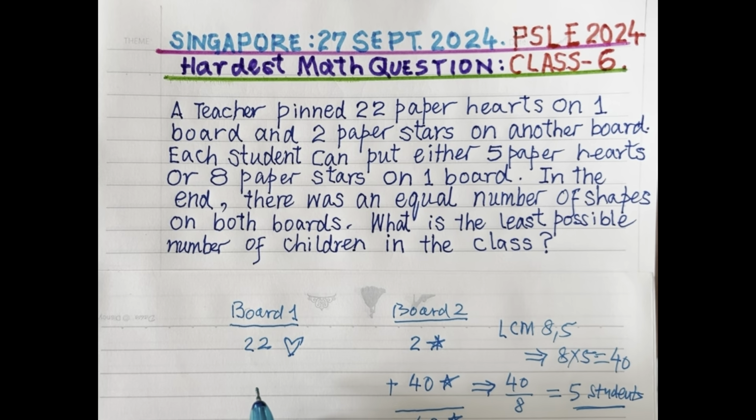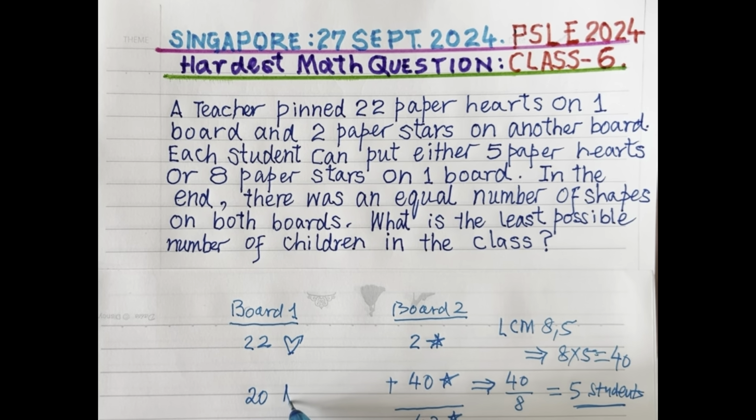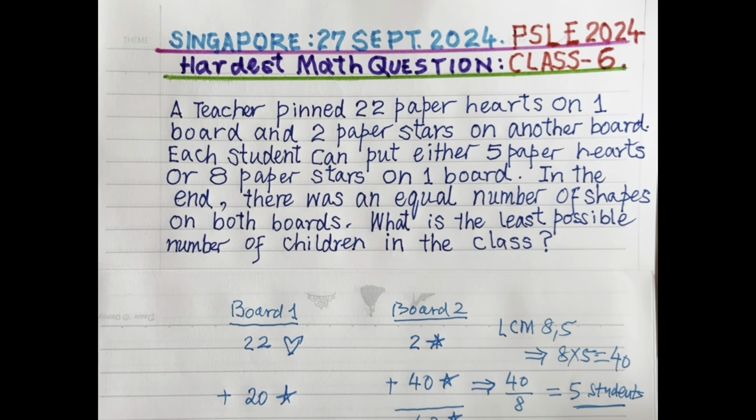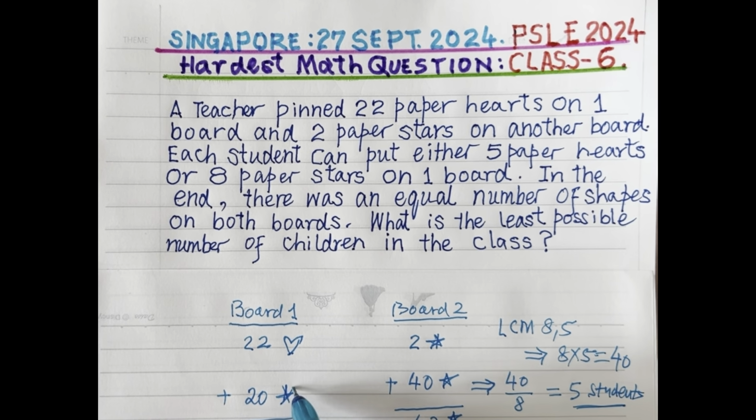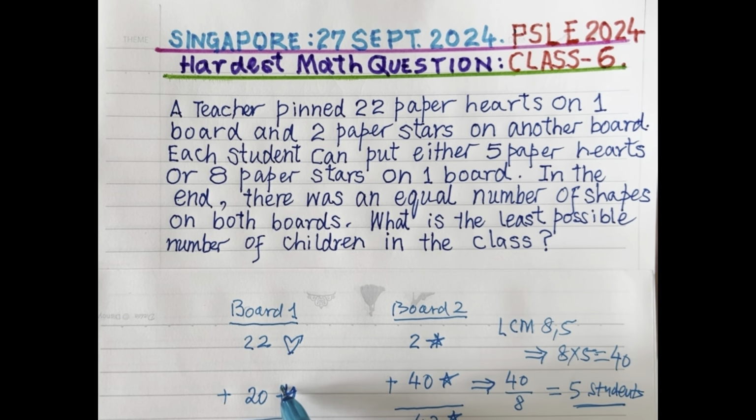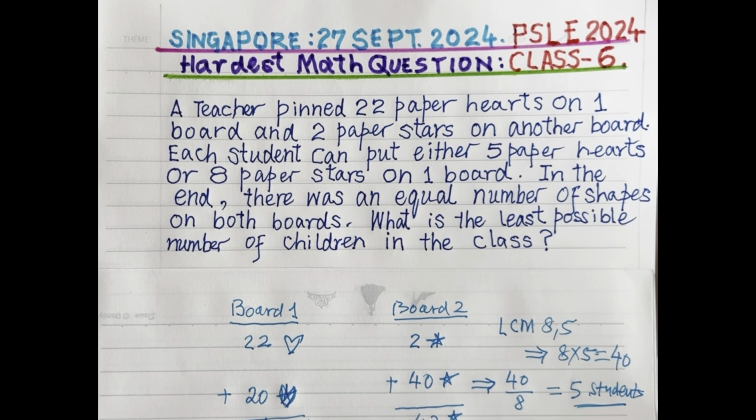So on board 1, the number of paper hearts required to be pinned will be 42 minus 22, that is 20. So we need to add 20 paper hearts on board number 1 to make it 42 paper hearts on that. So now the two boards have an equal number of shapes on them.